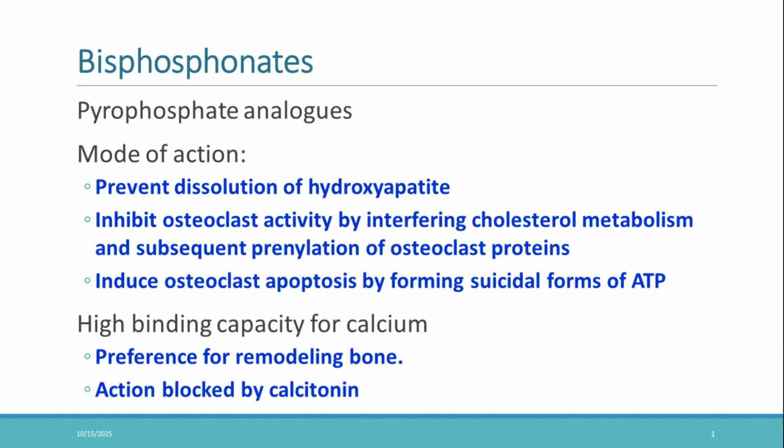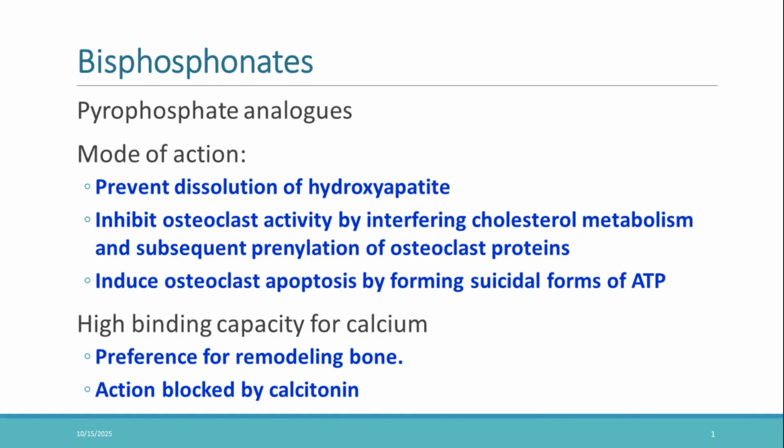What is prenylation? It is the addition of lipids to proteins to form lipoproteins within cells. And these lipoproteins may function as important cell surface and metabolic enzymes and targets. They also induce osteoclast apoptosis by forming suicidal forms of ATP.